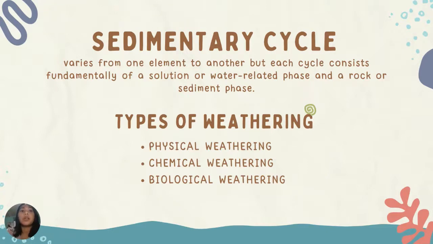Number two is chemical weathering. It changes the chemical composition of the rock, usually through carbonation, hydration, hydrolysis, or oxidation. This is when acid rain reacts with substance and rocks. Third one is biological weathering.